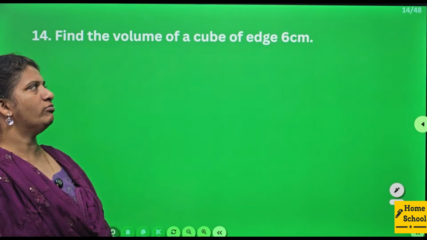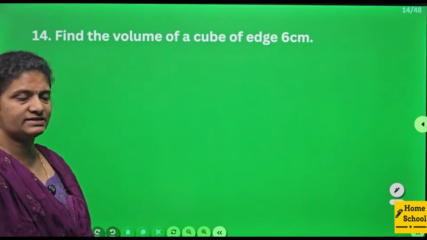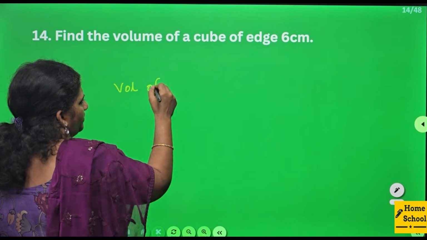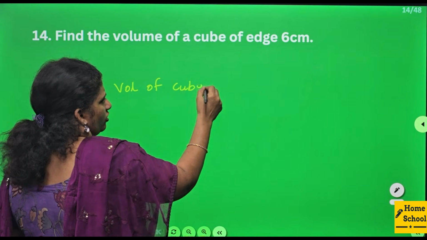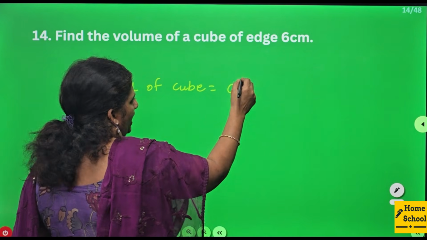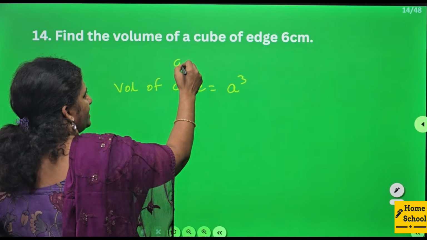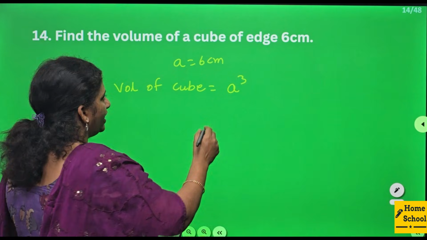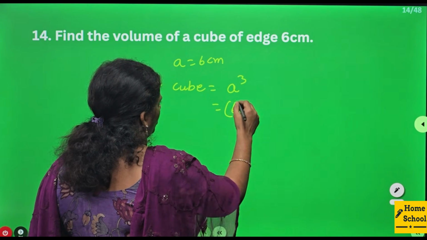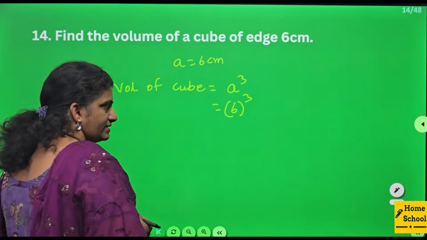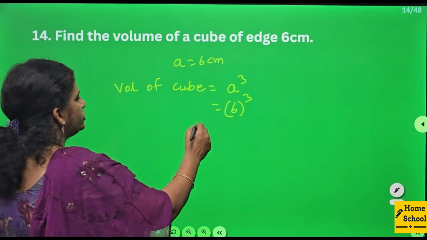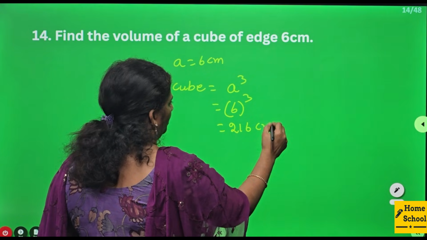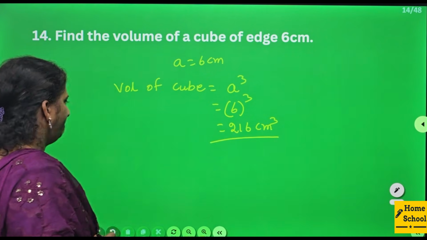14th, find the volume of a cube of edge 6 centimeters. What is volume of a cube formula? Volume of a cube is equal to a cube. If a is 6 centimeters, a is the side length. So that will be 6 whole cube. 6 6s are 36, 36 6s are 216 centimeter cube is your answer.